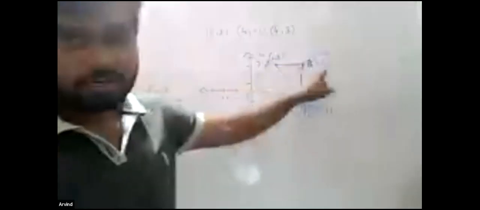I repeat it: for the same question, if they ask you to find the ortho center, it's very easy. Has a right angle triangle come? Where is the right angle? It is at B, so that point itself is your ortho center. Okay, so I hope it's clear.